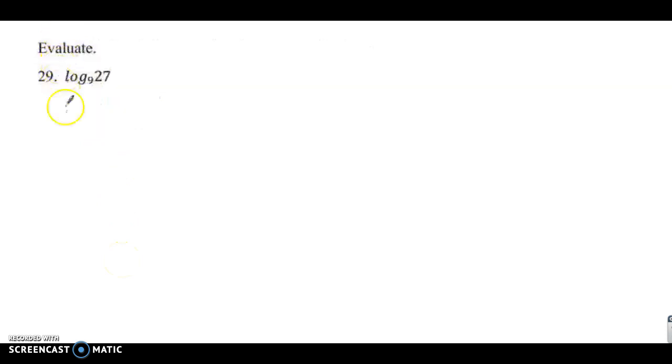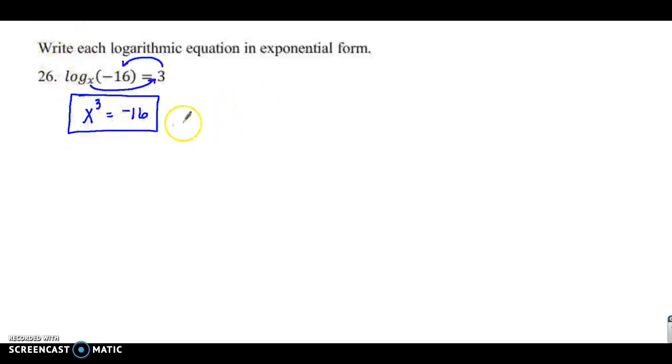If they want us to go the other direction and they gave you this, remember you're just going to go the other way. So let's just say I gave you something like x squared is equal to 25. I'll give you something you know is true so you can see it. So you would write that in log form by saying log base x of 25 is equal to your exponent. And so that would be your log form. So you have from log to exponential and from exponential to log.